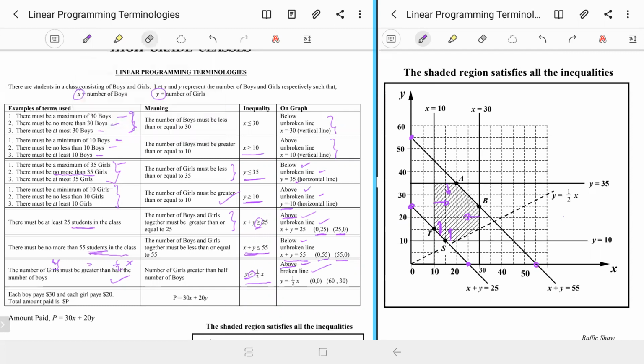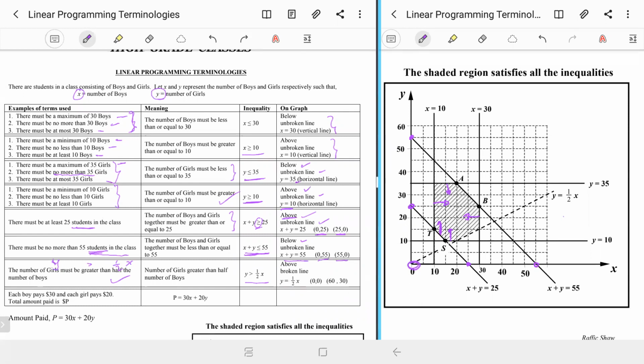And because the equal is not there, we want a broken line. That's the only one where the equal is not there, so that's the only broken line. The line we're drawing is the one associated with this inequality, which is the line y equals half x. Remember, if it's y equals half x, there's no c, so it passes through the origin. And its gradient is a half, so it's like a rise of 1, run of 2.